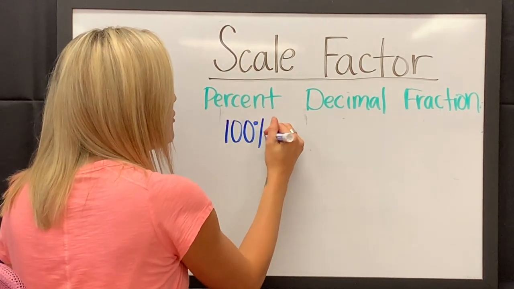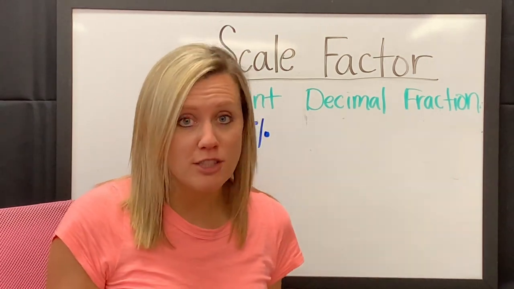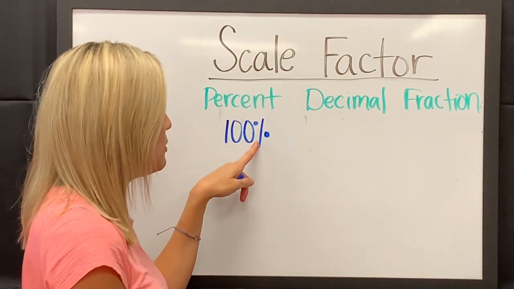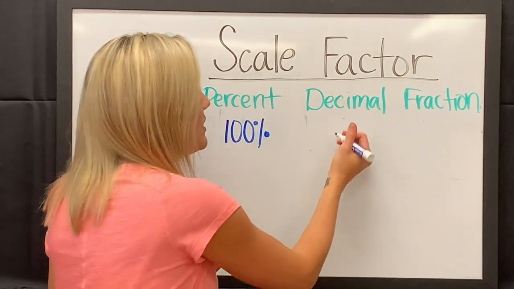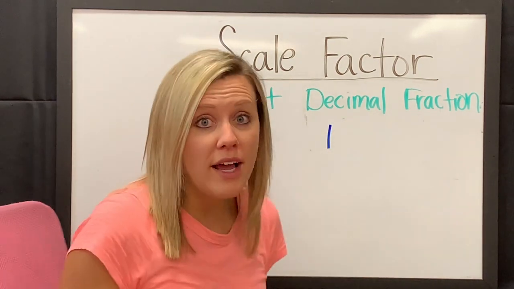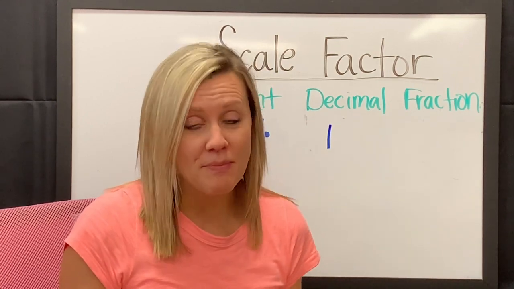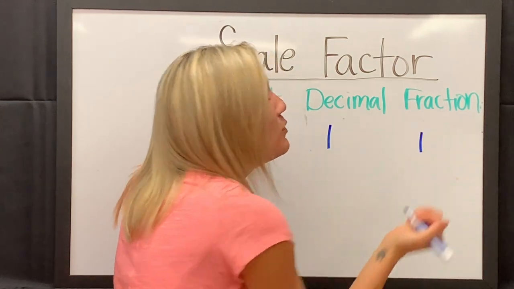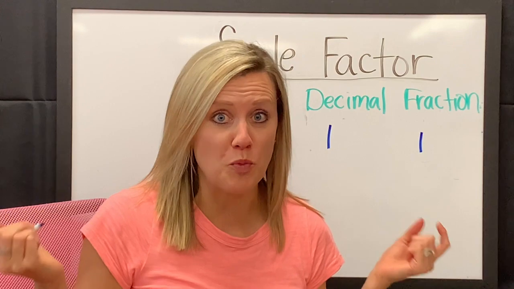So you could also tell me what your scale factor is as a decimal. To change the percent to a decimal, we're just going to take our invisible decimal point, which is right here, and move it 2 spots to the left. So our decimal form would be 1 or 1.0, but I'm just going to write 1, okay? And then our fraction in this case would actually also be 1. You could write it 1 over 1, but that reduces to just 1.